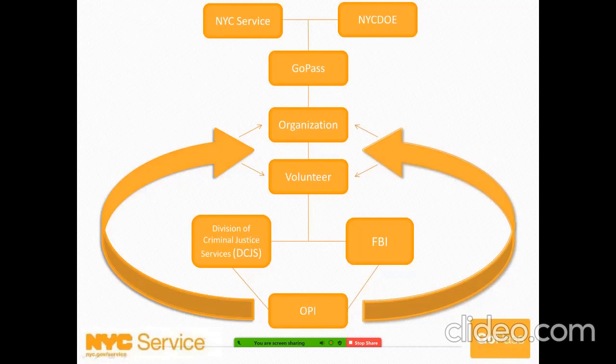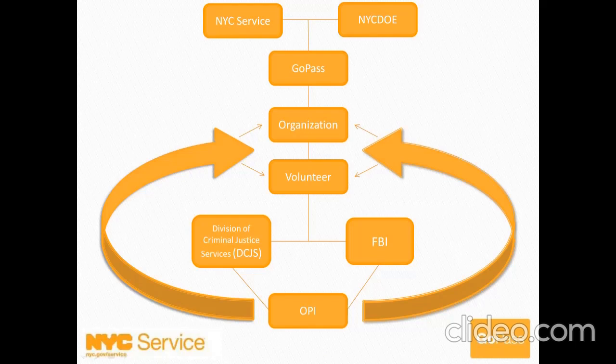This graphic illustrates how the various moving parts of the GoPass background check process interact. At the top, we have NYC Service and the NYC DOE partnering together to operate the GoPass program. Your organization falls right under this, along with the volunteers that serve your constituents. Once a volunteer is fingerprinted, their prints are transmitted to the New York State Division of Criminal Justice Services, DCJS, with a request for a statewide criminal background check.